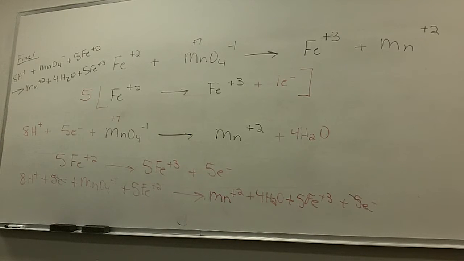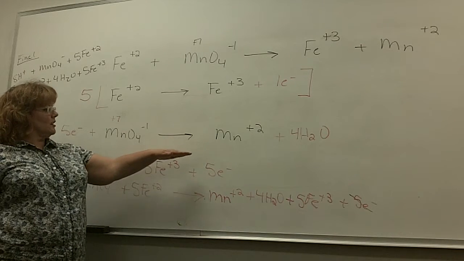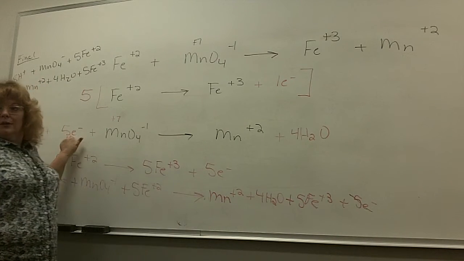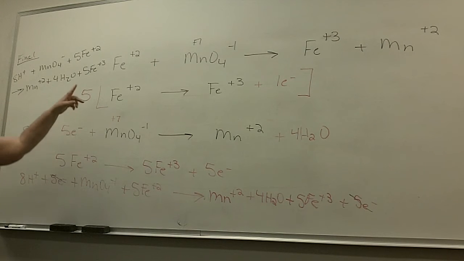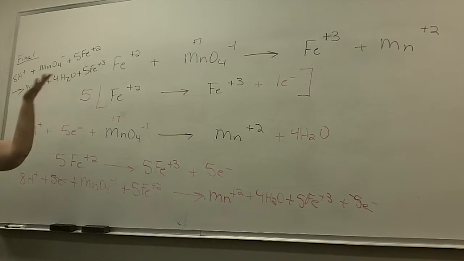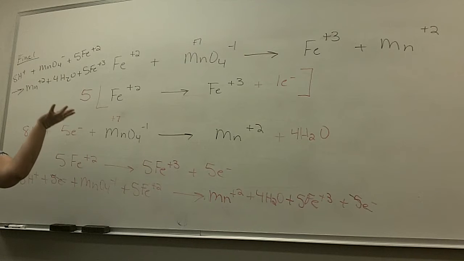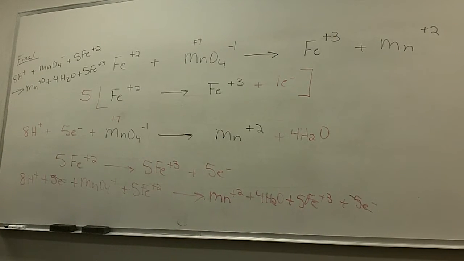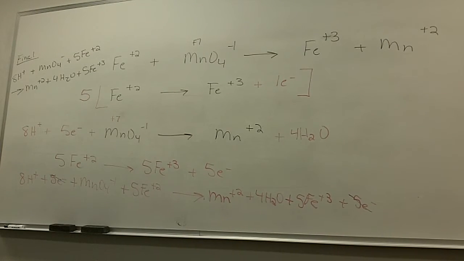Why are you multiplying the iron times 5? Because we had to get the same number of electrons. I had 5 electrons here on the reactant side, so I had to get 5 electrons there. You've got to get the same number of electrons on both sides of the equal sign, so you can cancel them out. That can clear it up.